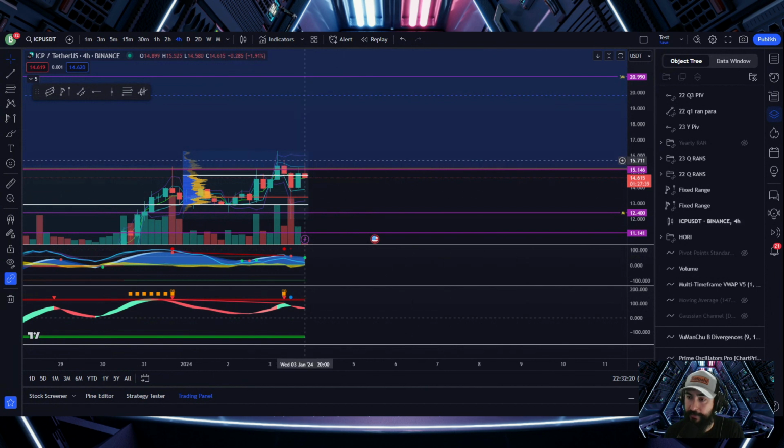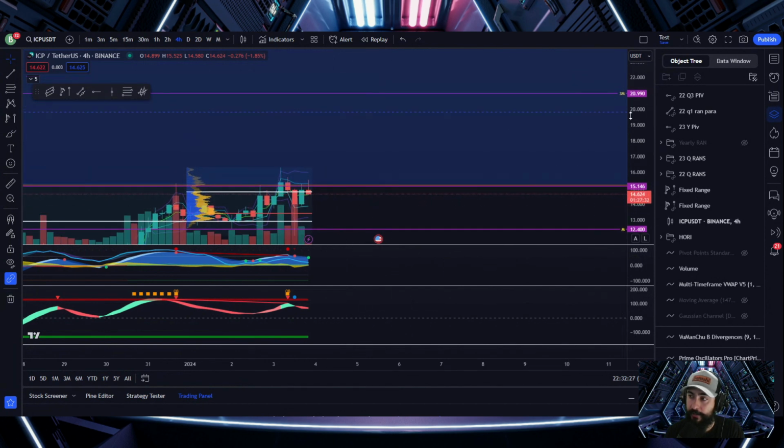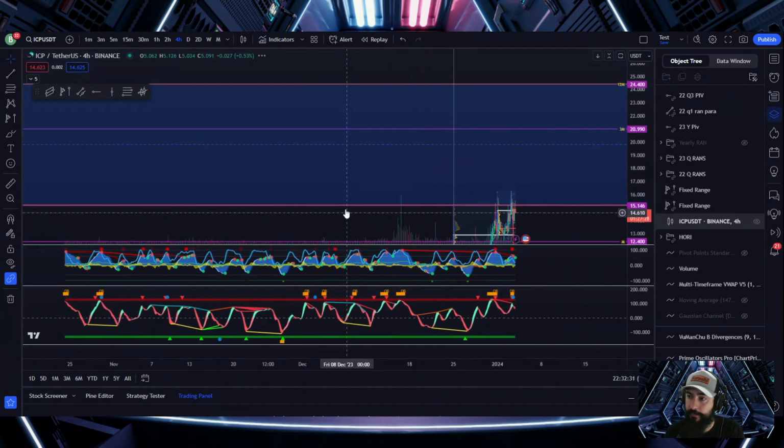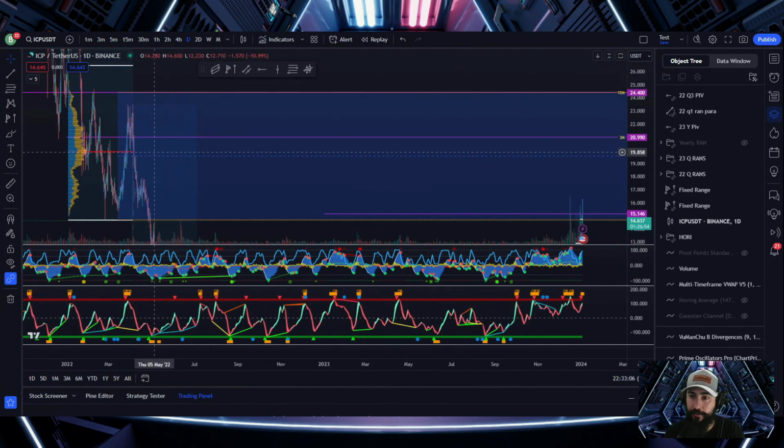But if we can stay above and close a candle up here on the daily, on the 4 hour, whatever it is, and we start accumulating above $15, these are the levels to be looking out for, right? The levels are as simple as this. Let me zoom out a little bit here for you guys. All right, these are the levels to look out for.